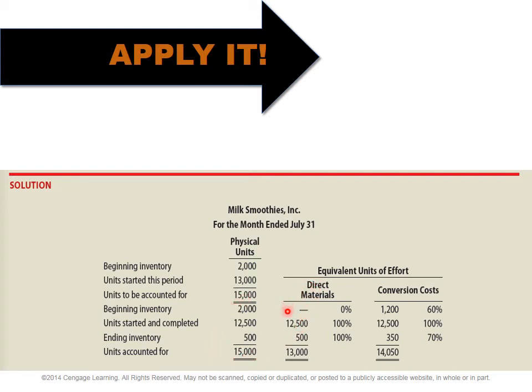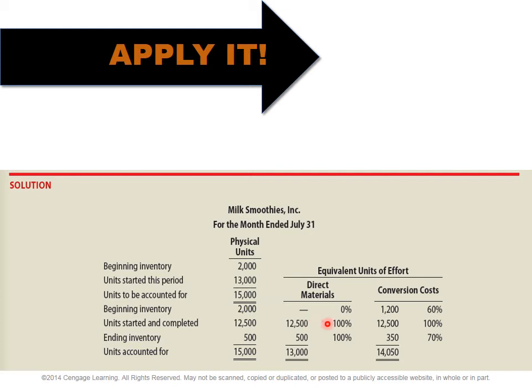Now let's go to tricky part number 2. Direct materials are assumed to be added at the beginning of the process. So if we have 2,000 units in beginning inventory, we add 0 materials. They were added at the beginning of this process.